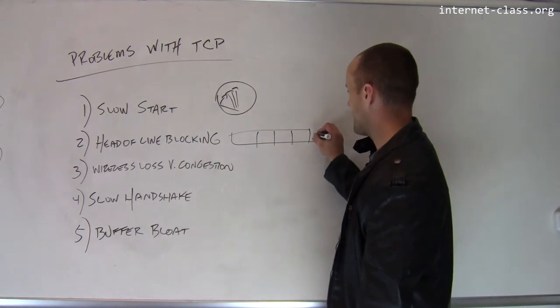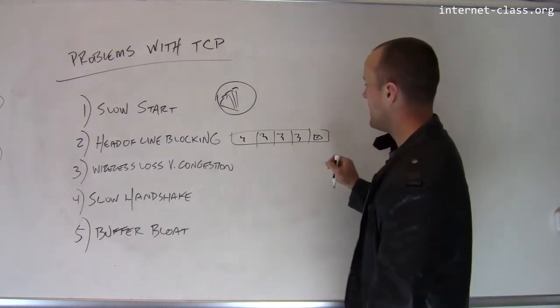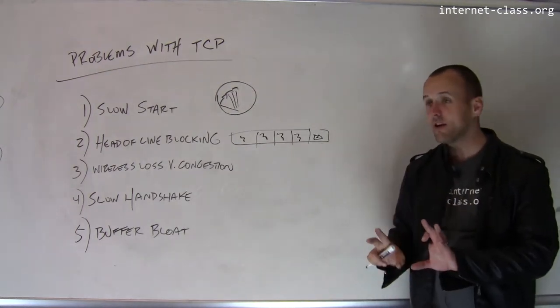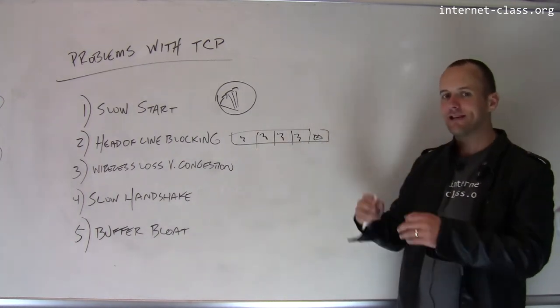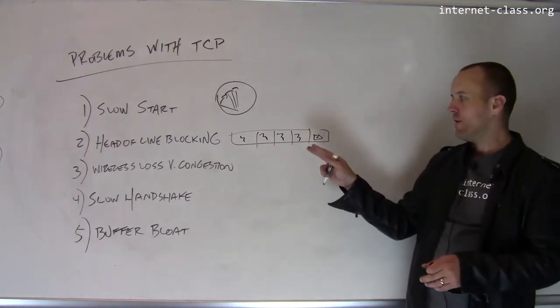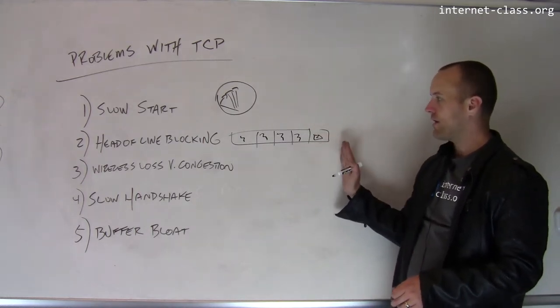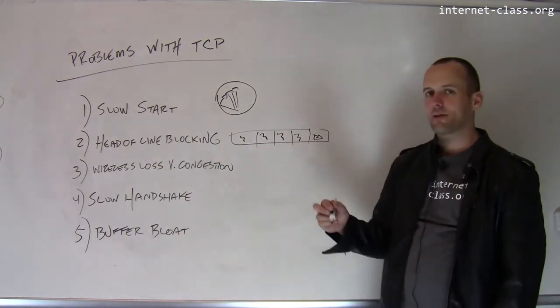Now here's the problem, right? So this is an image on the web page, this is an image, this is an image, this is an image, this is an image. If part of one of these images is lost, TCP will not continue to deliver other parts of the stream until it can repair this problem. So any sort of loss that occurs in part of the stream will cause the rest of the stream to block. And this is even worse when you're doing something like watching a video.